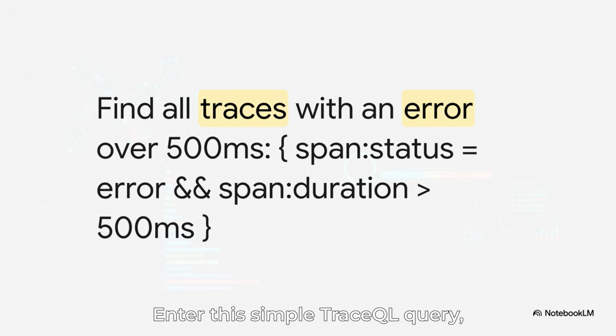Enter this simple TraceQL query, which is absolutely going to be your best friend. In plain English, it's just telling Tempo to find all traces where the span status equals error and the span duration is greater than 500 milliseconds. It's like having a magnet that pulls the exact needles you care about right out of the haystack.